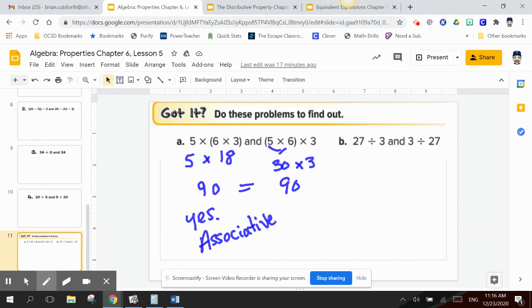Letter B. I want you to do this on your own. Please pause the video and try this first. Letter B, we have 27 divided by 3, which is 9. 3 divided by 27 would equal 1/9. Is 9 equal to 1/9? No, they are not equal. Again, please make sure that you use your order of operations. Use PEMDAS when exploring your properties.